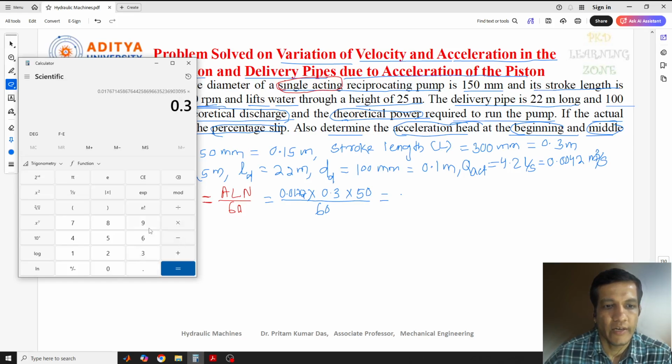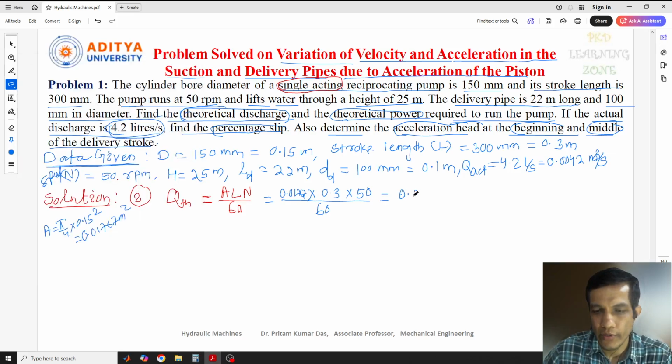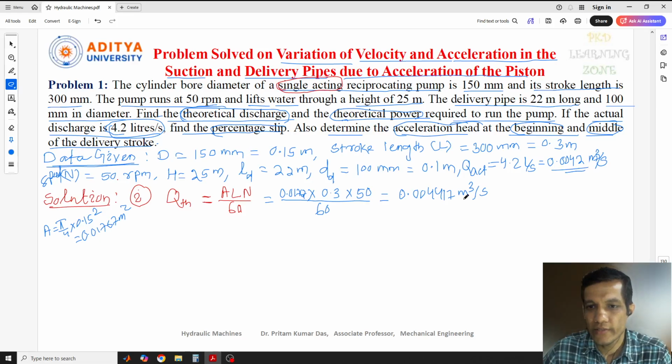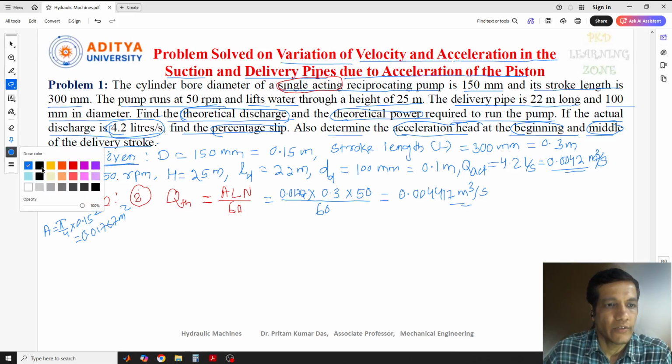Along with this value, let me also calculate the discharge: multiply 0.3, multiply 50, whole divided by 60, and this is our theoretical discharge, 0.004417, and this is meter cube per second. So this is our actual discharge and this is our theoretical discharge. Now the next thing we need to calculate.